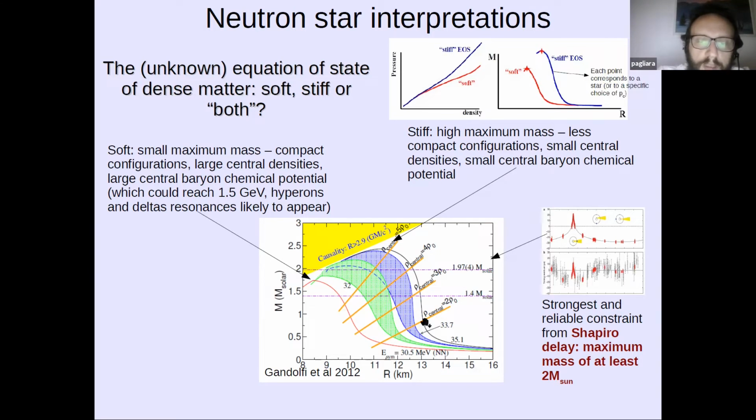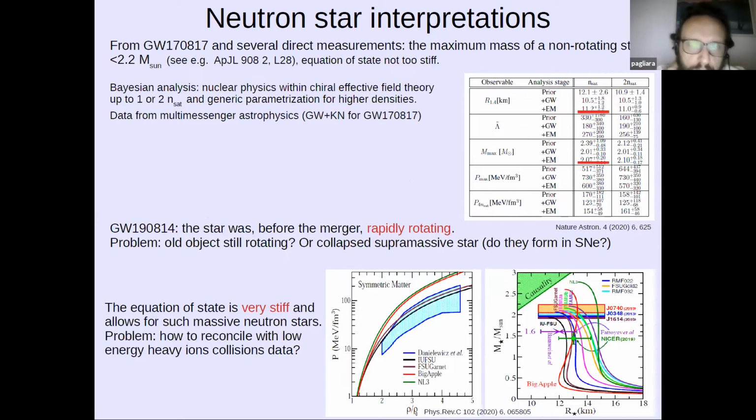And another point is that for a stiff equation of state, at a fixed gravitational mass, the central density is smaller. So if I take a 2 solar mass object, for instance, and the equation of state is stiff, then the central density is, in this specific example, 4 times saturation density. If I take a softer equation of state, the central density increases and could be as large as 10 times saturation density. Now, let me discuss neutron star interpretations. Basically, there are 2 possible interpretations, to my knowledge.